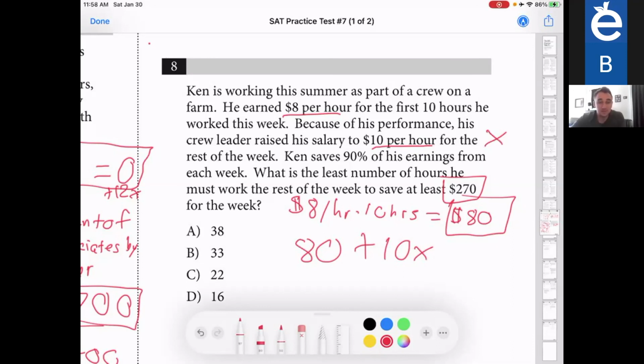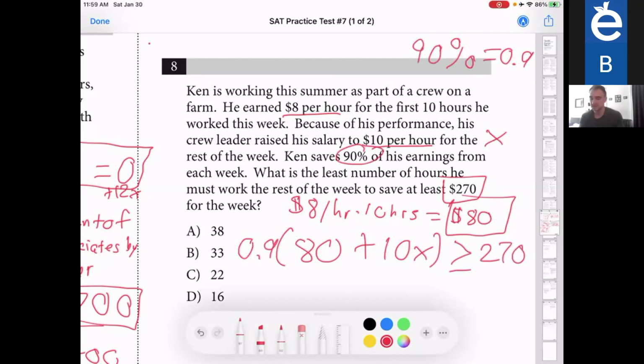Once again, he's only saving 90% of it, so he's not really getting the sum total of 80 plus 10X. He's only getting 90% of his earnings. We don't want to involve percentages in our math, so we should change that to a decimal, 0.9. So 0.9 of this, and he wants to save at least $270. So the right way to write that is as an inequality, greater than or equal to, right? He wants the bare minimum to be $270. He needs to at least cross that threshold.